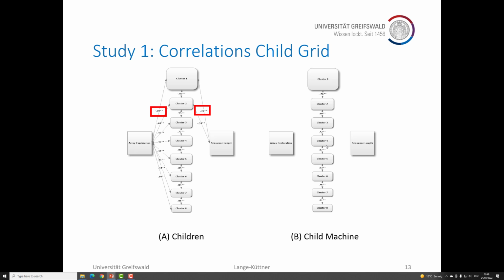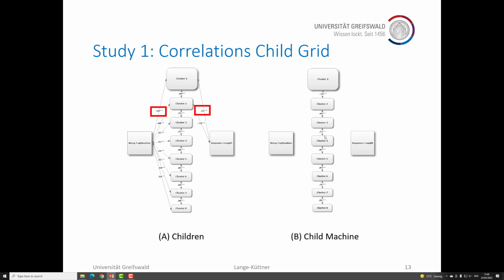Now we asked ourselves, how do these 3 variables correlate with each other? And there we found a fairly consistent pattern. We have cluster 1 here on top, that's the primary area, and then we have all the smaller clusters, and they are all highly correlated with each other, both in the child player and in the machine opponent. On the left here we've got array exploration, and on the right we have sequence length.